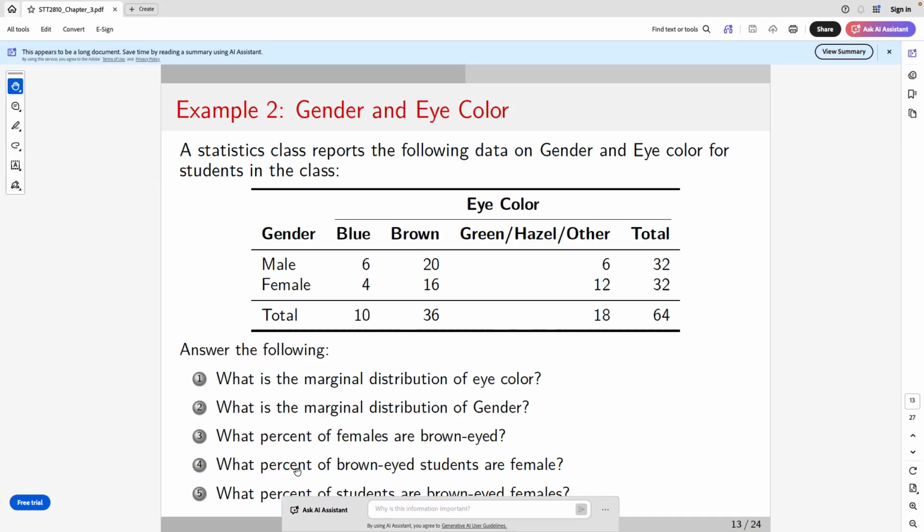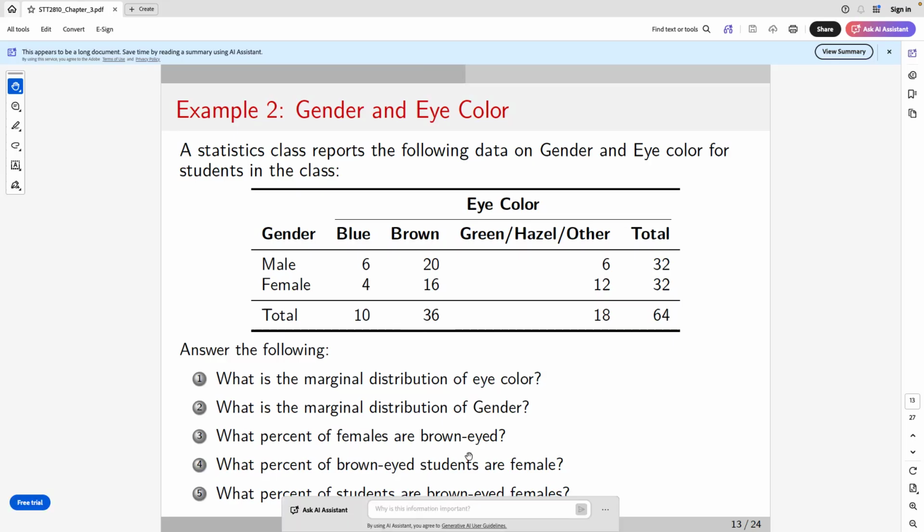And then the next one asks for the percent of brown-eyed students who are female. What percent of brown-eyed students are female? Anybody to share what they got? Did you get 44.4%? Good. To do that, what is the total number of brown-eyed students? 36. Is that okay? How many of them are female? 16. So 16 divided by 36.